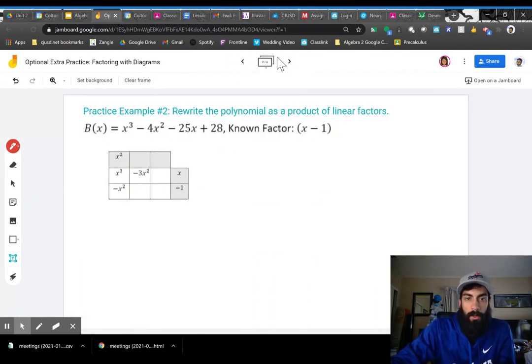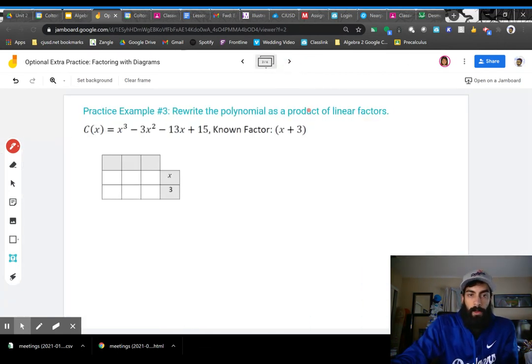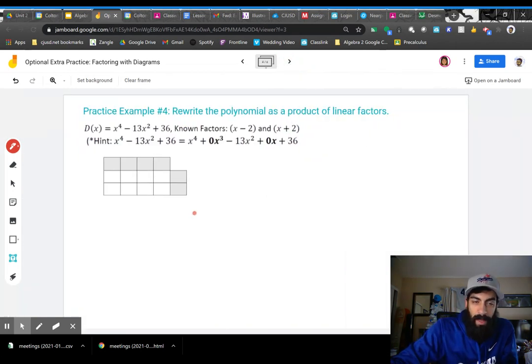The remaining examples are yours to try. B of x is somewhat completed for you. C of x slightly as well. D of x is a challenge problem. There are some terms missing, so they've given you a hint, and they've given you 2 factors. My hint at that is use one of them at first. Once you've used one of them, you're going to have to repeat the process with your new unknown factor using the second known factor.